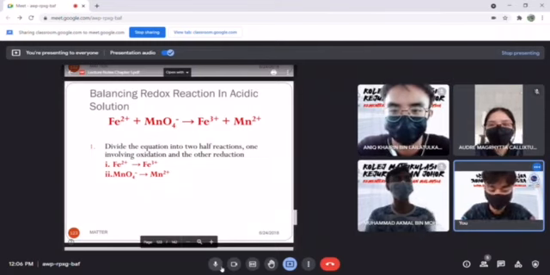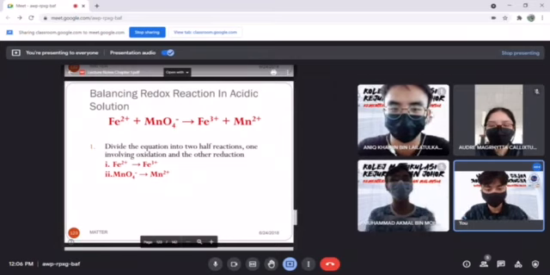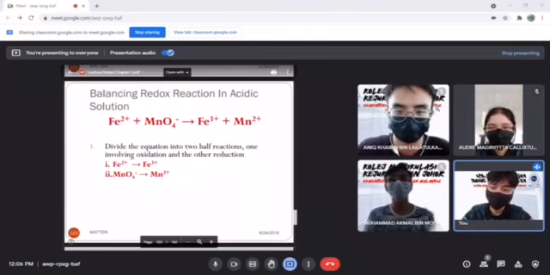Today, we are going to discuss balancing redox reactions in acidic solution. So, without further ado, this slide shows the question: Fe2+ plus MnO4- ion forms Fe3+ ion plus Mn2+ ion. Divide the equation into two half reactions, one involving oxidation and the other reduction.